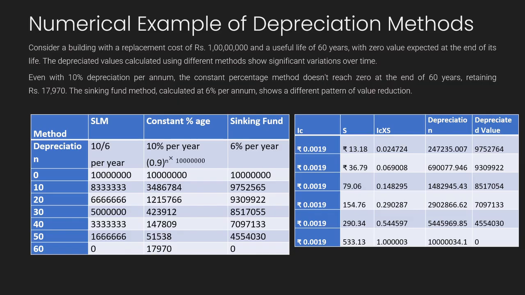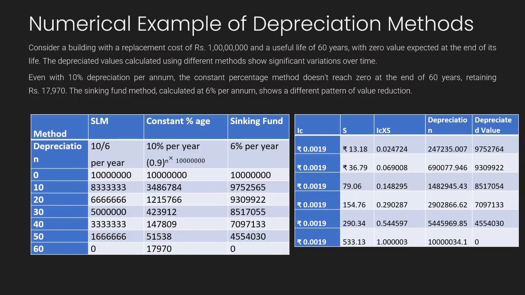At the start, the value with all the methods is 1 crore. At the end of 10 years, with the straight line method at 10% and sinking fund at 6% depreciation per year, the value after 10 years is 83 lakh 33,333. With constant percentage it is 34 lakh 86,784, and with sinking fund it is 97 lakh 52,565. In this way you can find out the values for the straight line method, the constant percentage method, and the sinking fund method.